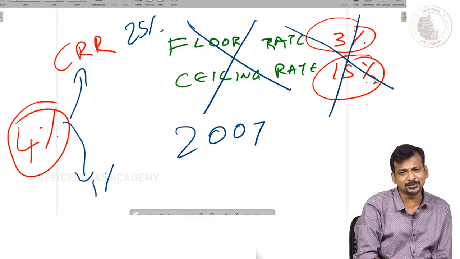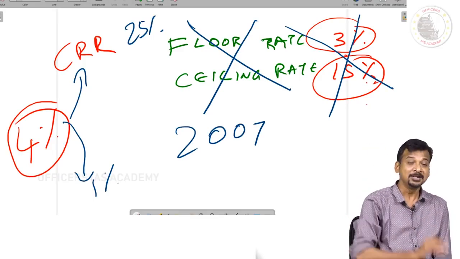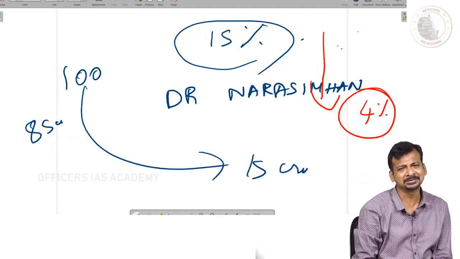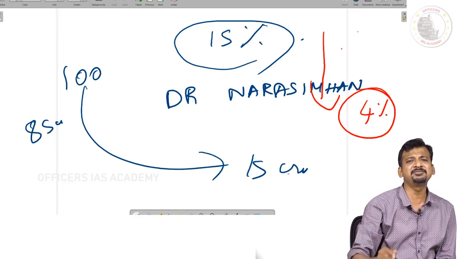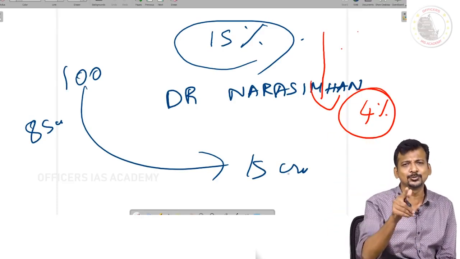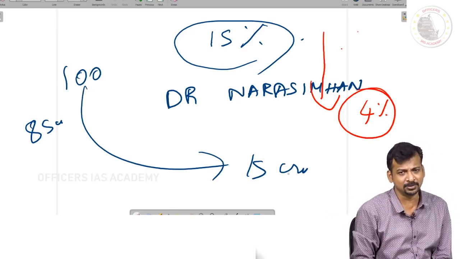They have a printing press in Salboni in West Bengal. They have a printing press in Mysore in Karnataka. They have enough money, doctor. Ask them to pay on whatever money we are keeping as CRR with the Reserve Bank of India. RBI should pay interest on that amount to scheduled commercial banks.